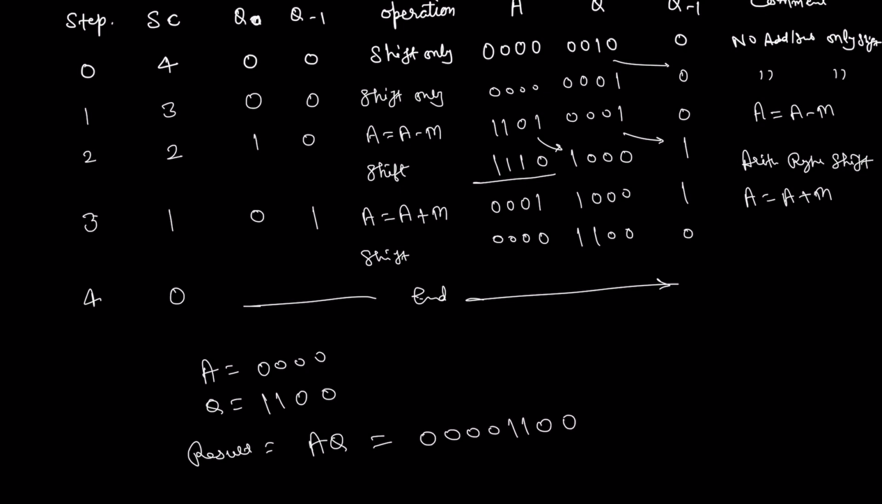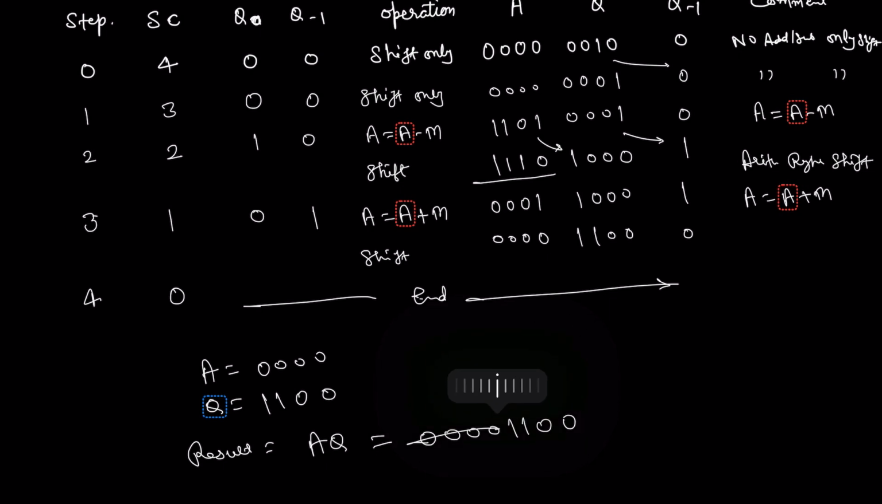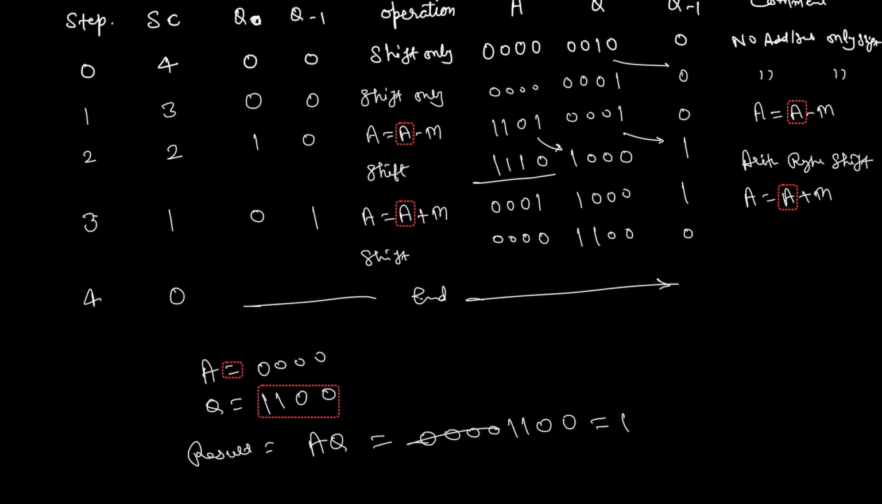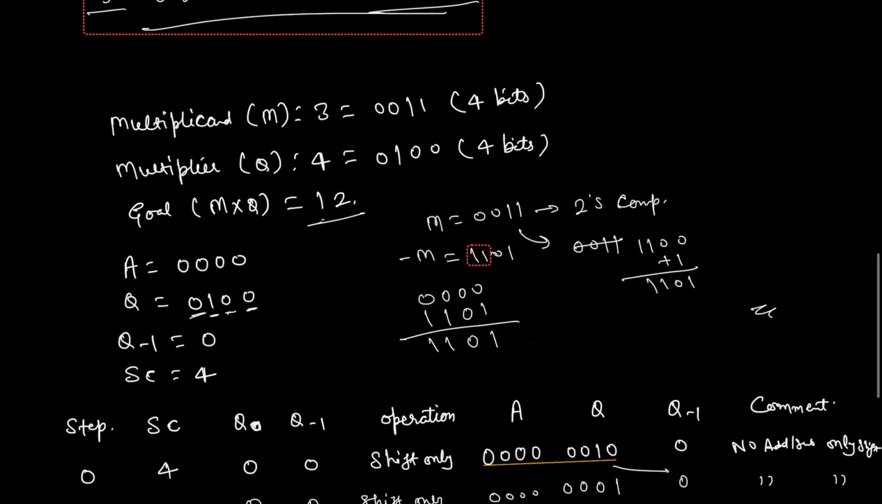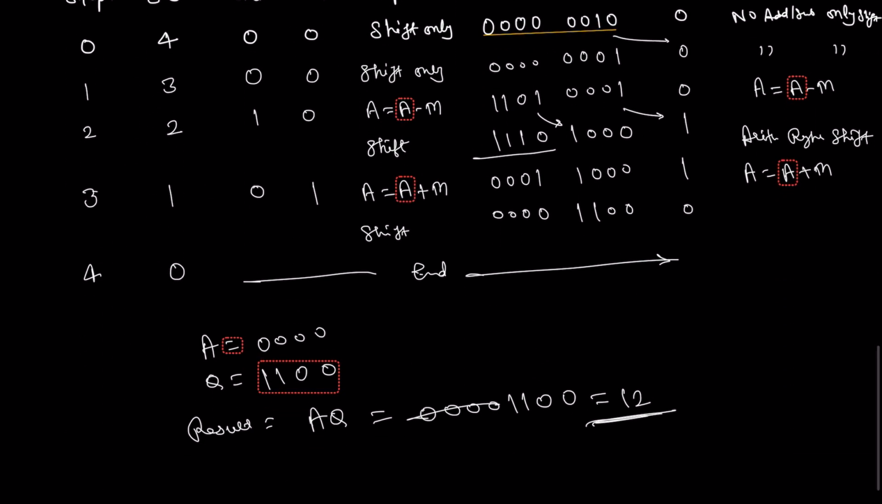So what is its value? You can ignore this one also. This is the sign bit, so just let it be 0. So what will be its value? 8 plus 4, 12. So this is 12. And what was our goal? 3 into 4 equal to 12 also. So we have found out the result.